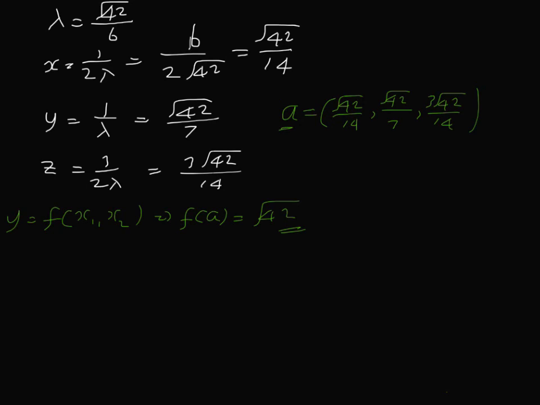Then we also have the negative value of lambda, negative root 42 over 6. After doing the same steps as before, you get f at point B equals negative root 42. So you can check for the minimum and maximum. This is a positive value, so this should be the maximum value, and this should be the minimum value.